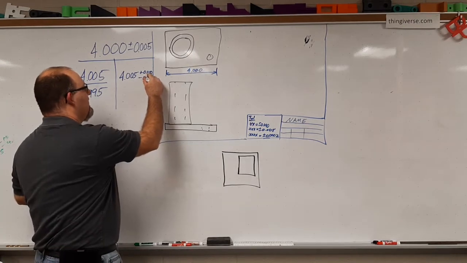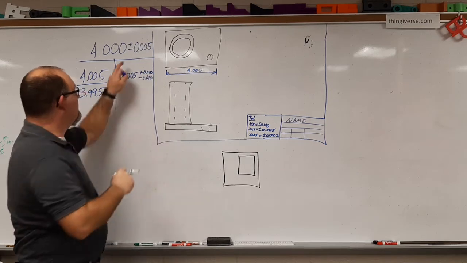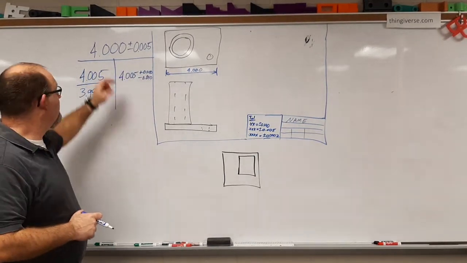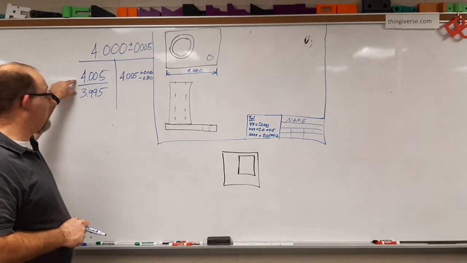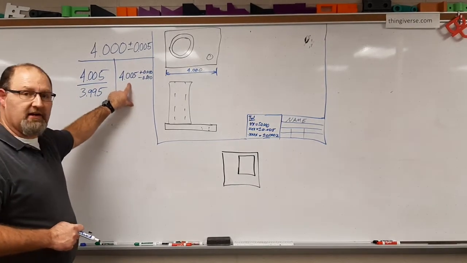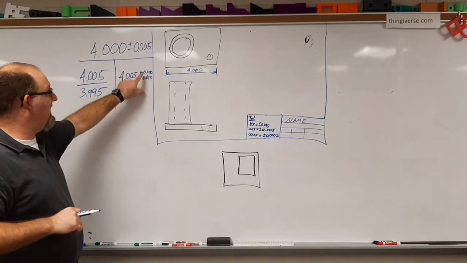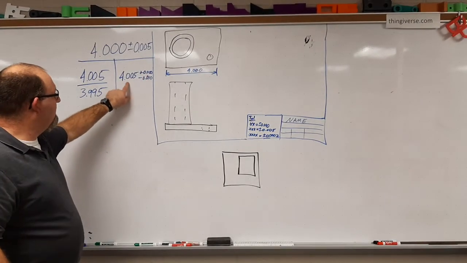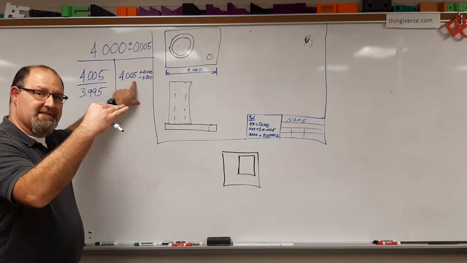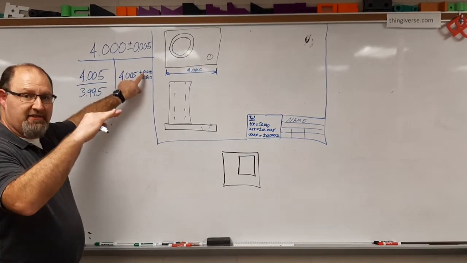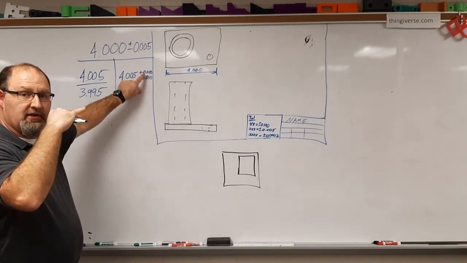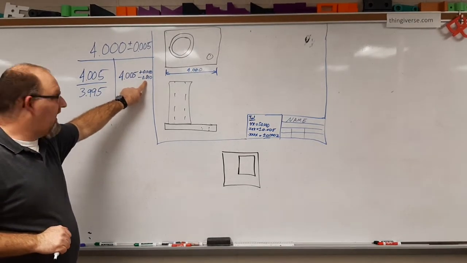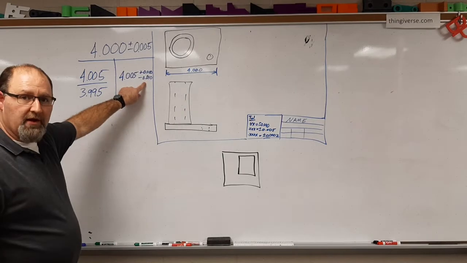All right, so in this particular case, these three dimensions have the same range. They're specified differently. This one has a standard plus minus. This one has an upper lower limit. This one here has the upper limit set where you cannot go any larger, but you can go below it. So 4.005, that's the max that it's allowed, plus nothing, so 0.000. So it cannot go any higher than that, but here it can go below that, up to 0.010.